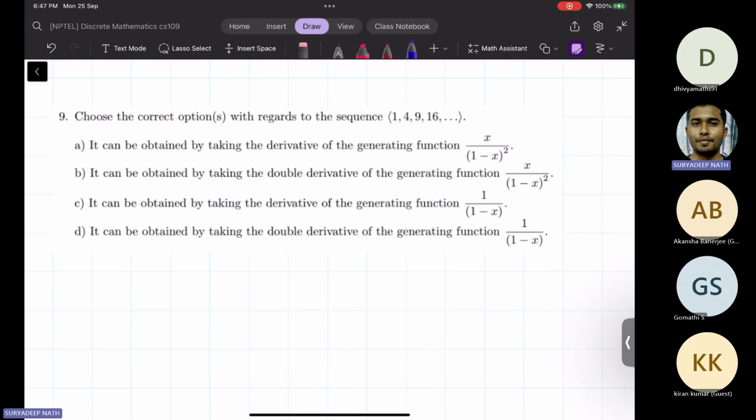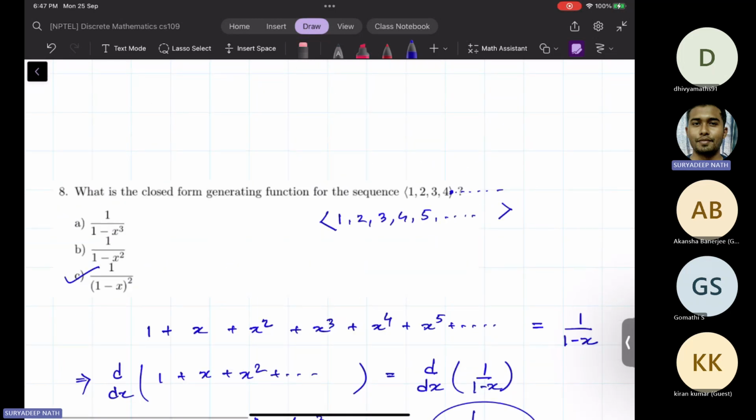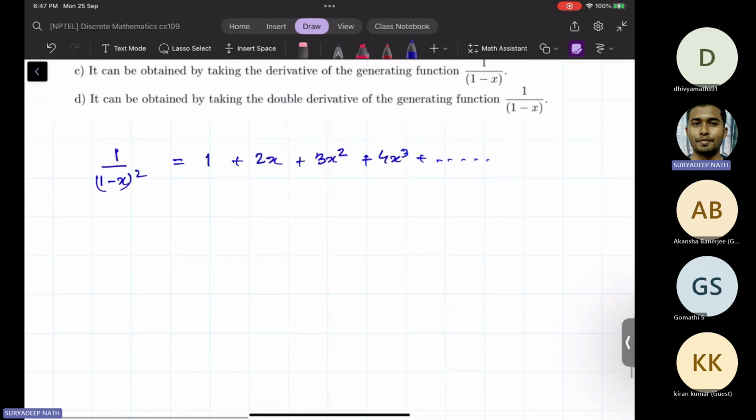Moving on to question number 9. Now we have this sequence of 1, 4, 9, 16. So this is a little trickier. Now, we had 1/(1 − x)², which gave us 1 + 2x + 3x² + 4x³, and so on. So this is from the previous question, question 8, where we get that 1/(1 − x)² can be written like this.